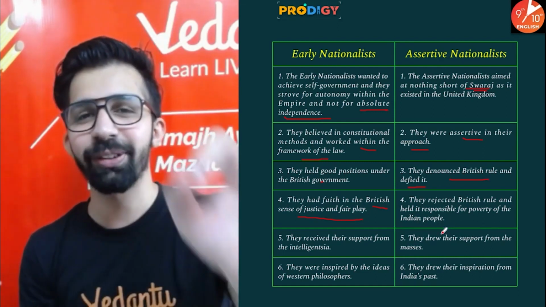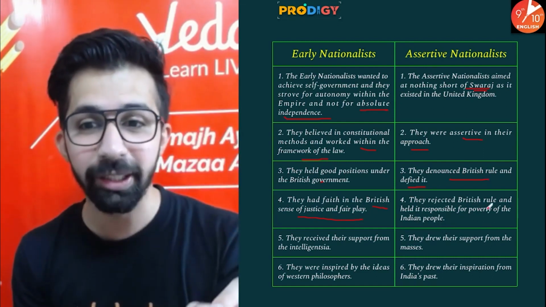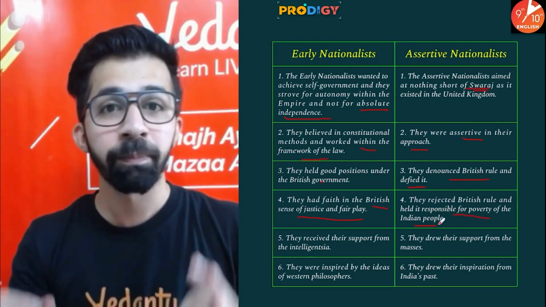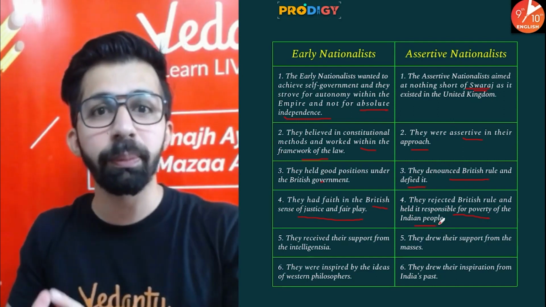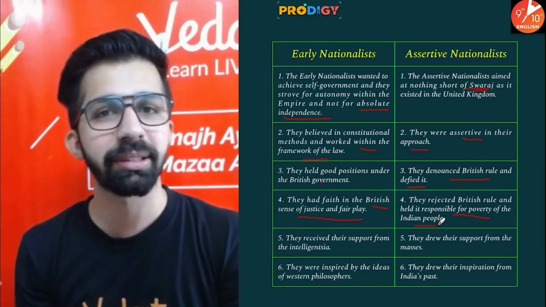On the other hand, if we talk about assertive nationalists, that is radicals, they rejected British rule and held it responsible for the poverty of Indian people. If Indian people are becoming poor, that is due to Britishers. And that was said by assertive nationalists.